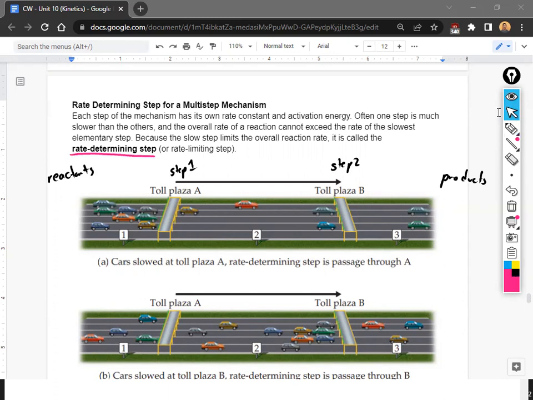You could think of it as a group project. You've got the rate determining step in every group, right? The one person who is extremely slow, doesn't do any work. Allison, stop looking at him. But there's always one person that slows down everybody, right? And that's the rate determining step in a reaction. Whatever step slows down all the other steps, that is the rate determining step. That's the one that's going to overall determine the rate of the reaction.